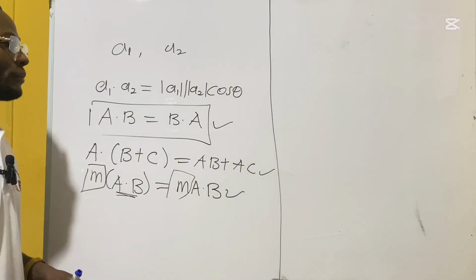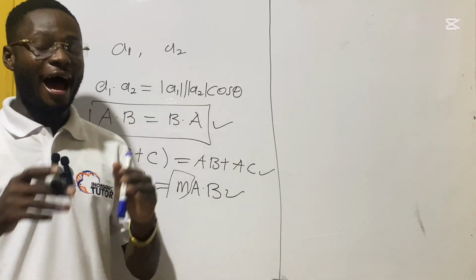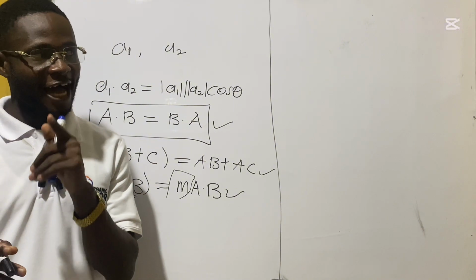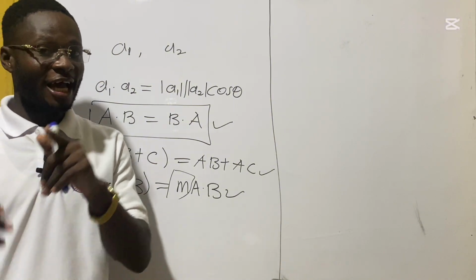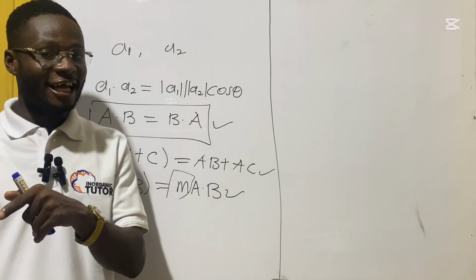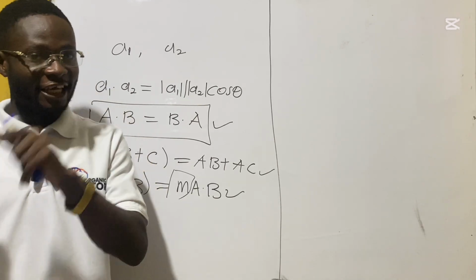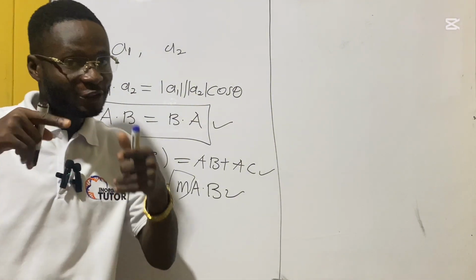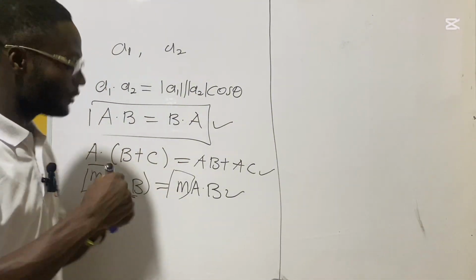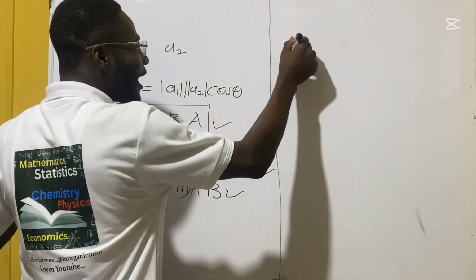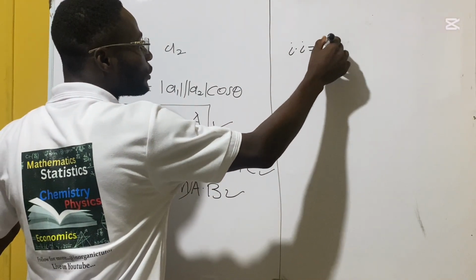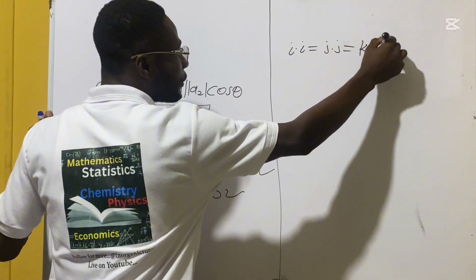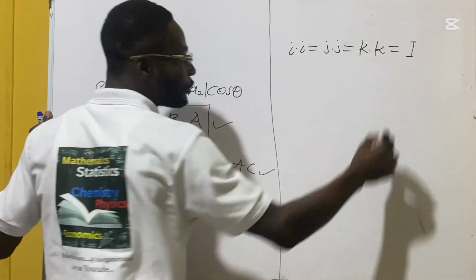Now, you know that I dot I is equal to J dot J, and that is equal to K dot K. And that should give you a result of 1. So I dot I is equal to J dot J, which is equal to K dot K, and each gives 1.